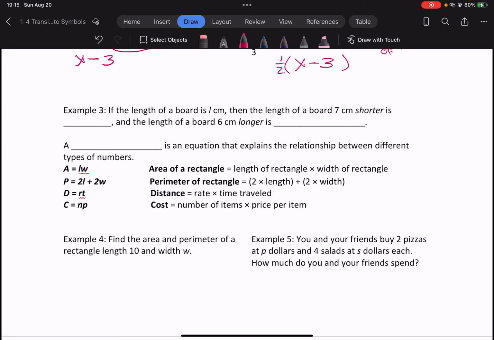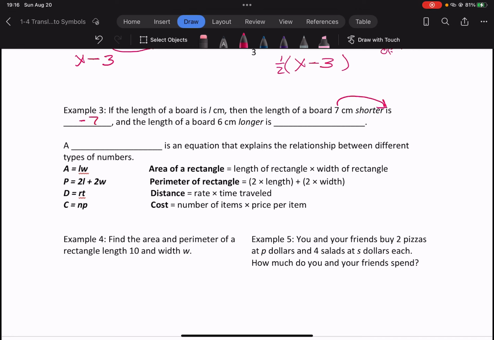Okay, welcome back. It says if the board is length L, the length of the board is 7 centimeters shorter. Here's another one that's reversed. Shorter means we're making it smaller. So if it's getting smaller, we need a minus sign. And this is just like less than or more than. We want to reverse it. So 7 is going to go after the minus sign. So it's going to be minus 7.